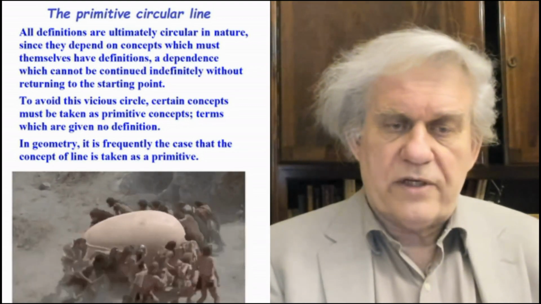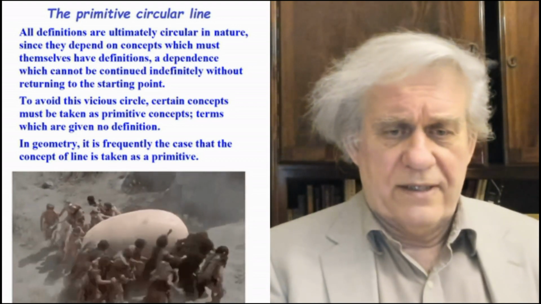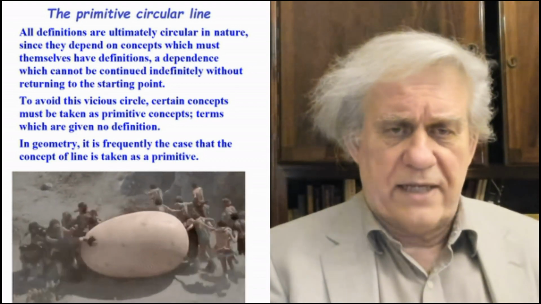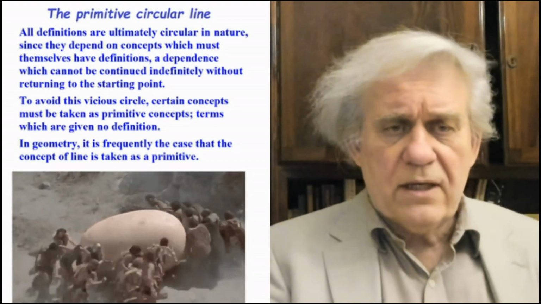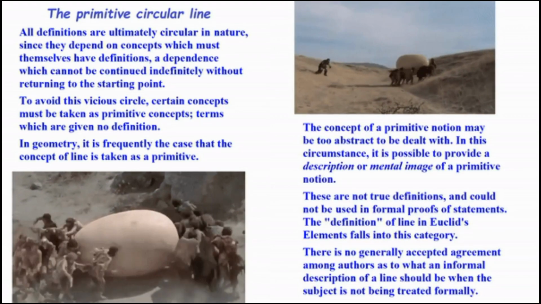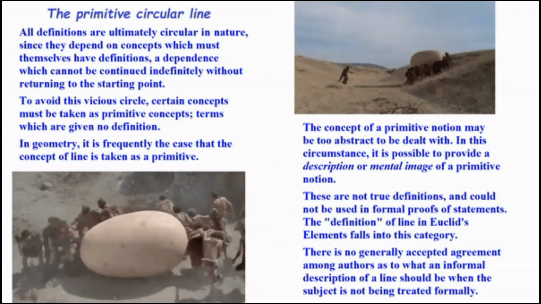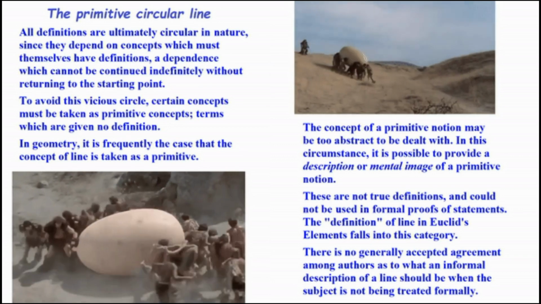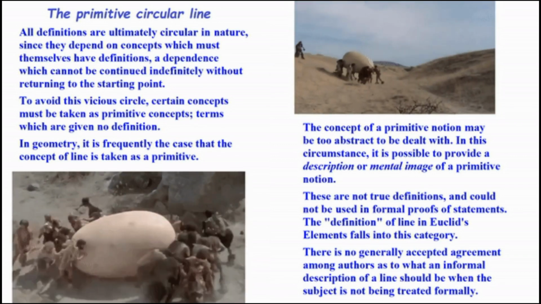In geometry, it is frequently the case that the concept of line is taken as a, what? Primitive. Okay, so these people are eluding the question. That's all they're doing. And just in case, they also have the back and forth line. The concept of a primitive notion may be too abstract to be dealt with. In this circumstance, it is possible to provide a description or mental image of a primitive notion.